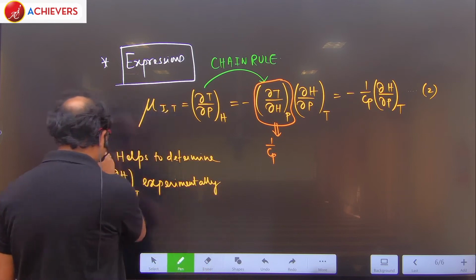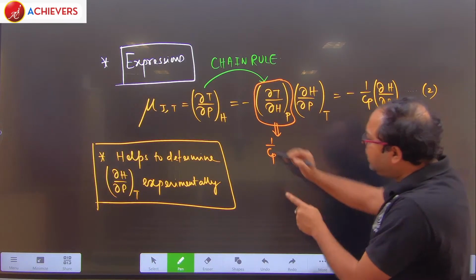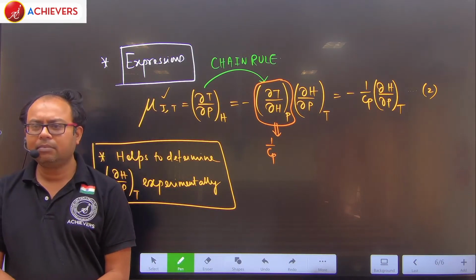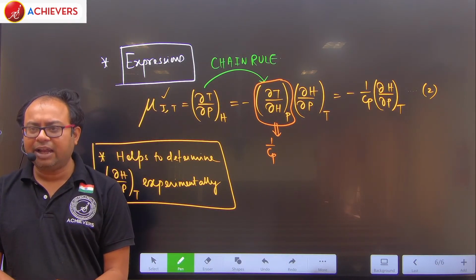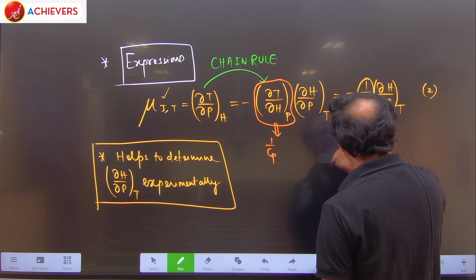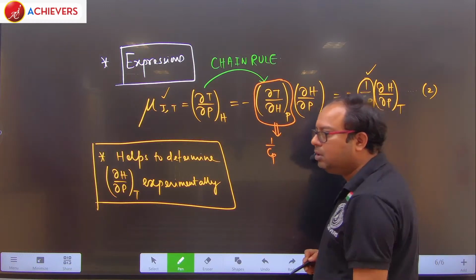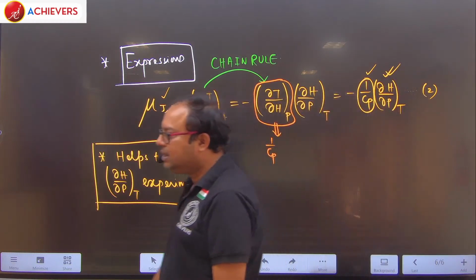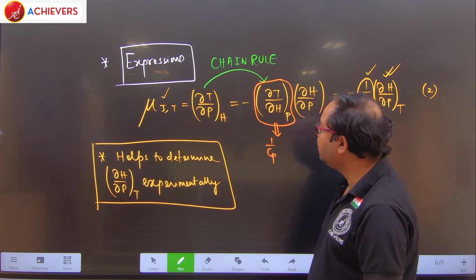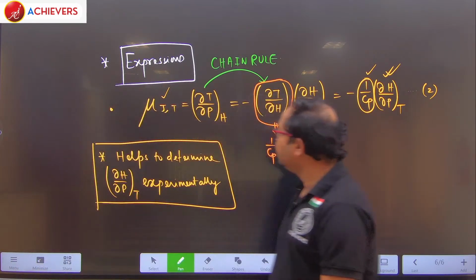How? You see, experimentally we know the value of mu jt. By literature we know the value of Cp. So if these two parameters are known, then obviously del H del P at constant T can be determined. Okay. So this is mu jt.